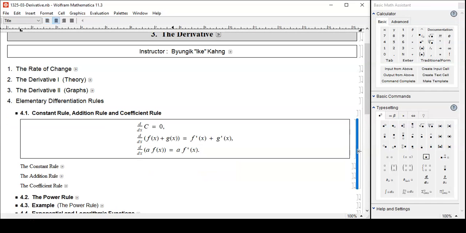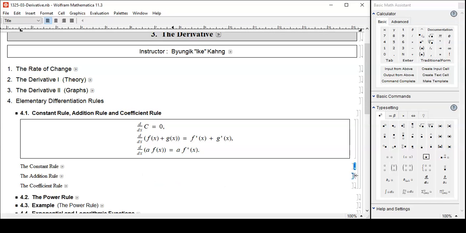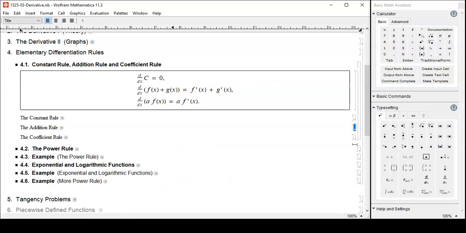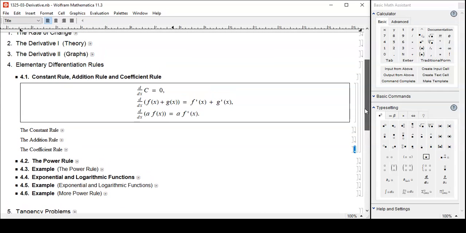Now, as for the first rule, I can show you. You see, the average rate of change is always 0 because the numerator is always 0. Rise over run, but there's no rise because this is a constant function. As for the addition rule, yes, it is possible to prove, and so for the coefficient rule, but I'm not going to go there.